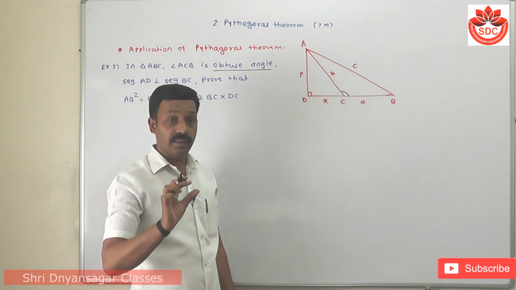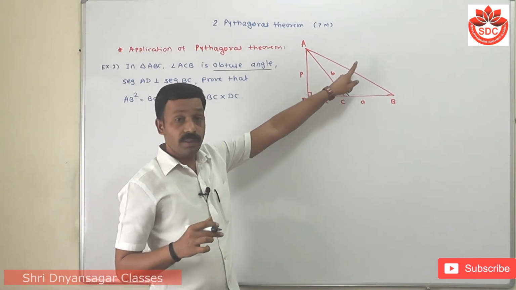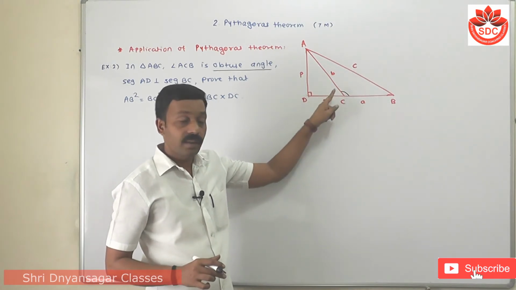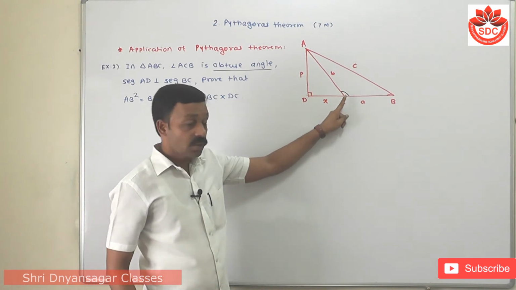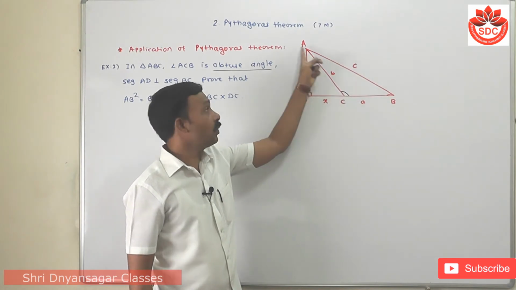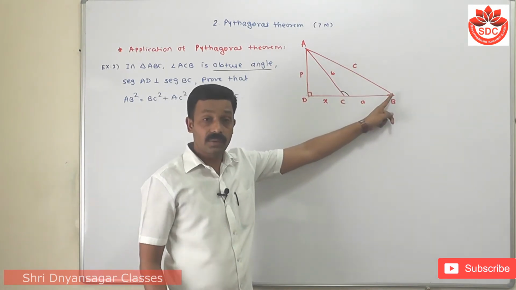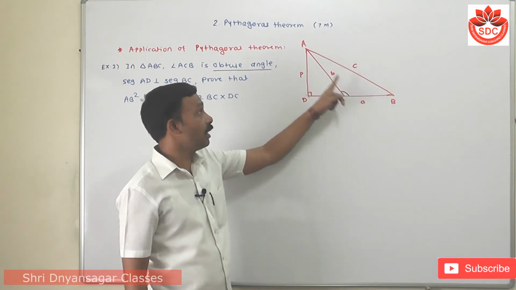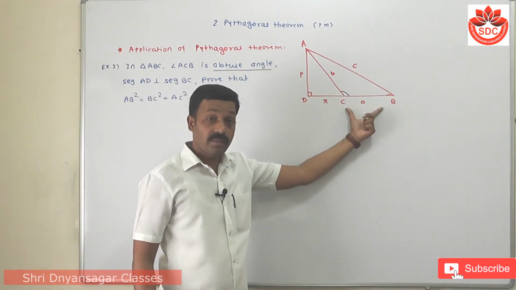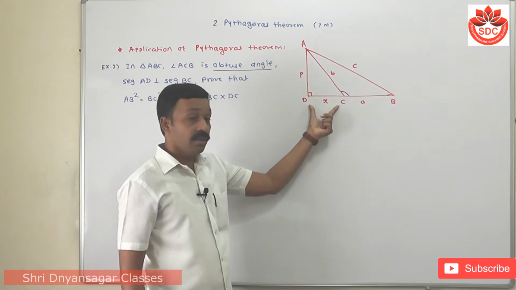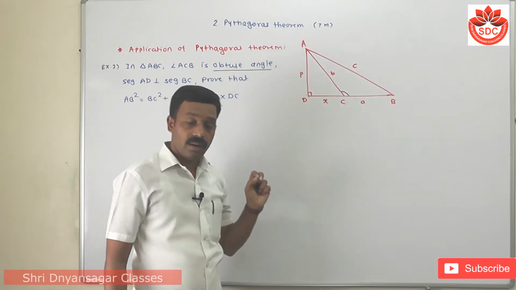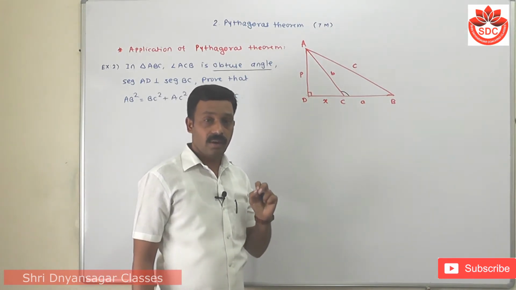Now we have to see the relation between the side opposite to the obtuse angle and the remaining two sides of the triangle. Here is triangle ABC. The obtuse angle is angle C, so the side opposite to this angle C is AB. So AB square is equal to the remaining two sides' squares, BC square plus AC square, plus twice BC into the part of the perpendicular drawn here, DC. This is the relation for the obtuse angle of a triangle.